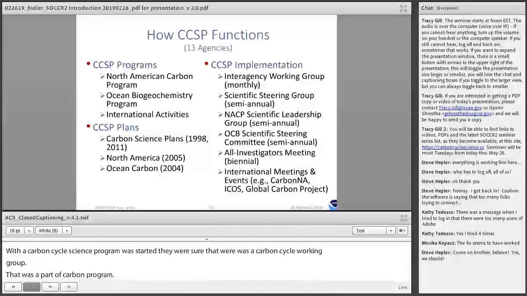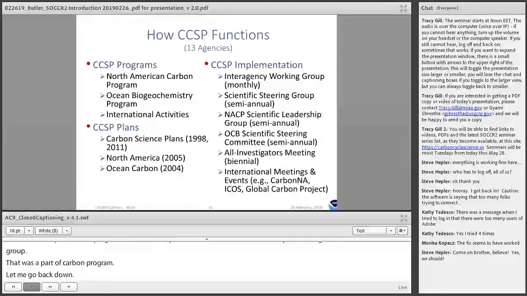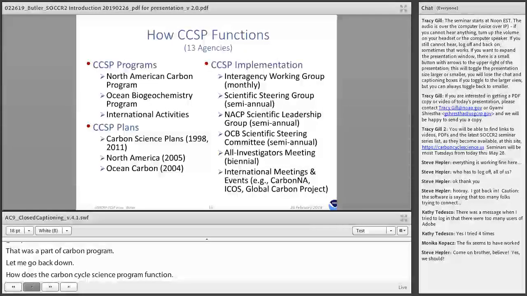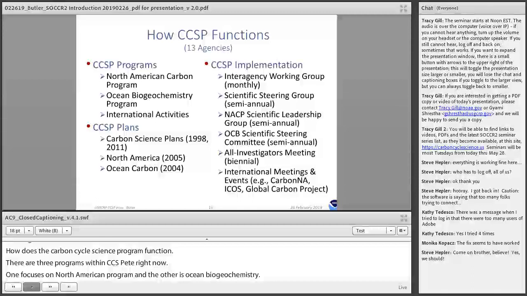So how does the Carbon Cycle Science Program function? The Interagency Working Group oversees all of this. There are 3 programs within the Carbon Cycle Science Program right now. One focuses on North American carbon, another one is ocean biogeochemistry, the other one's international activities. We have plans for each one of these programs, and we have an overall plan for the Carbon Cycle Science Program overall.